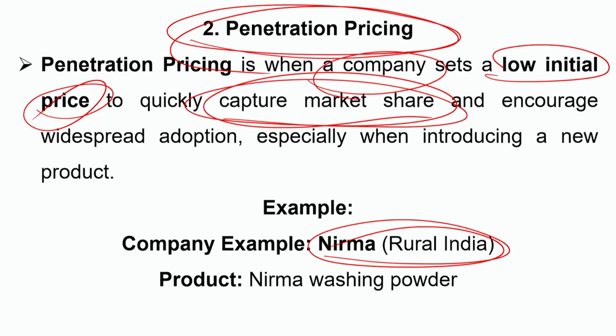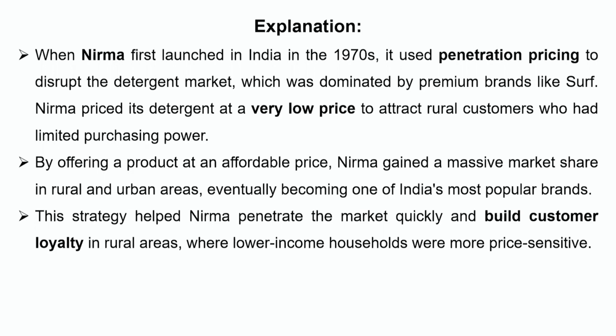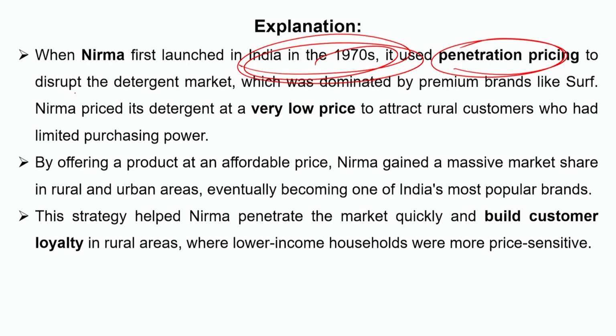In penetration pricing, the company first puts lower prices. You will get this 10 rupees Nirma powder, 15 rupees Nirma powder. So why are they doing this? Because they want to penetrate into these village areas. Nirma was launched in India in the 1970s. Penetration pricing is used to disrupt the detergent market and they were very successful in that. So it is perceived that Nirma is very low cost, and it is very good, and it is used by rural farmers.